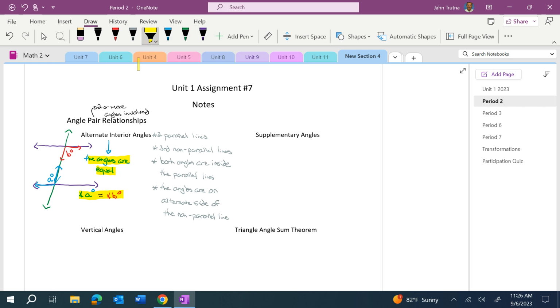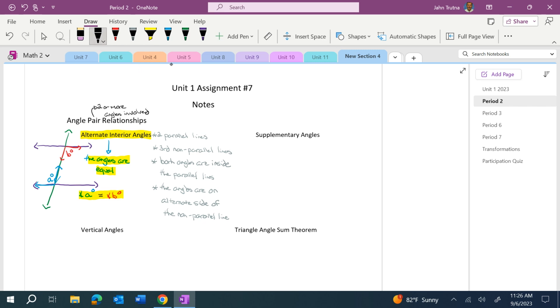Okay, that is the biggest thing that I want you to remember. Alternate interior angles, the angles are equal. So angle A's measurement in degrees would be equal with angle B's measurement in degrees. Okay? All right, let's move on to supplementary angles.